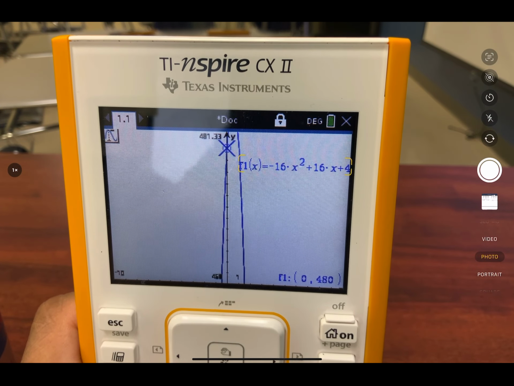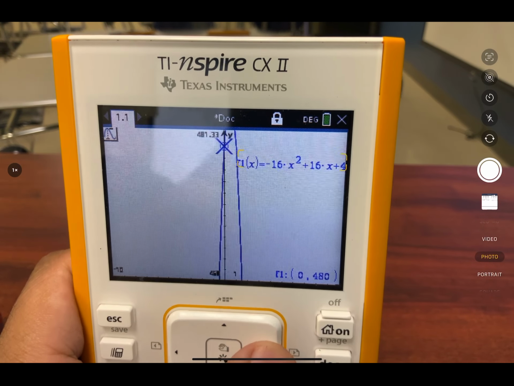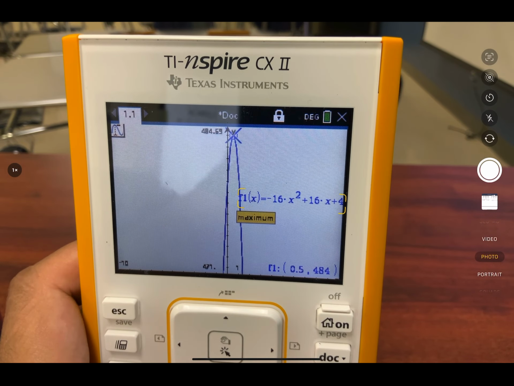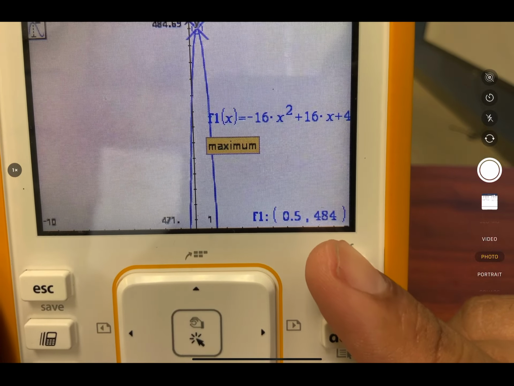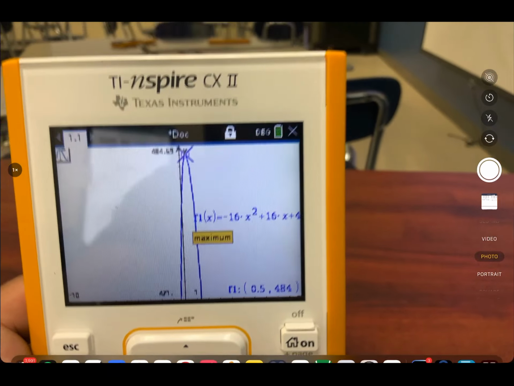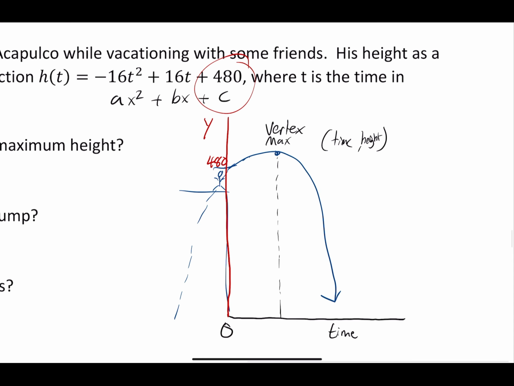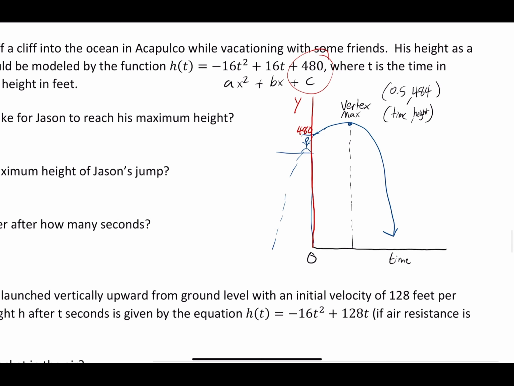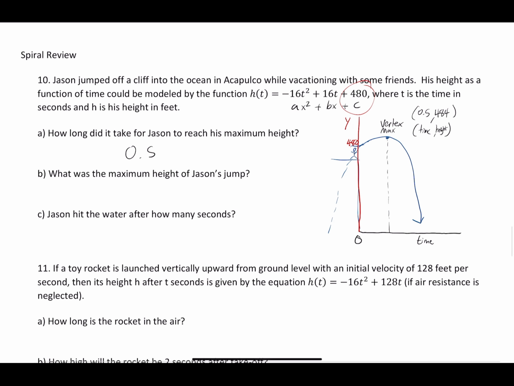So that's not what we need. We know the kid starts at 480 feet. The maximum that pops up is at 0.5, 484. So his maximum height, well, he can jump 4 feet high. Good for him. He gets 4 feet higher, and it takes him 0.5 seconds to get to that highest point. So at 0.5 seconds, Jason reaches his maximum height. Half a second. What was the maximum height of Jason's jump? 484 feet.